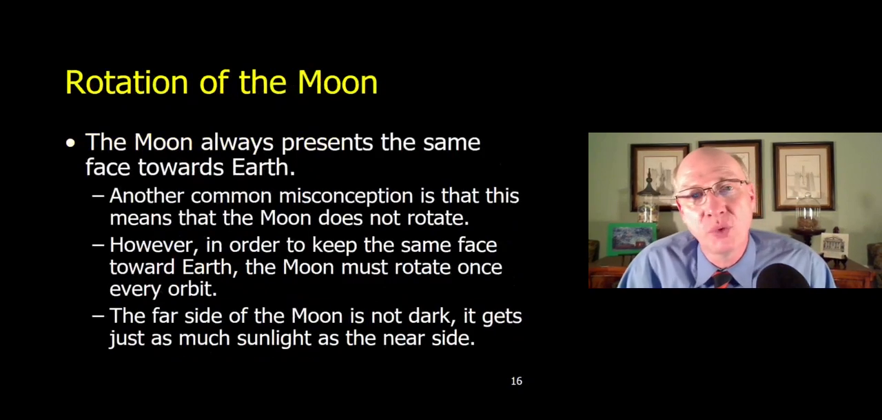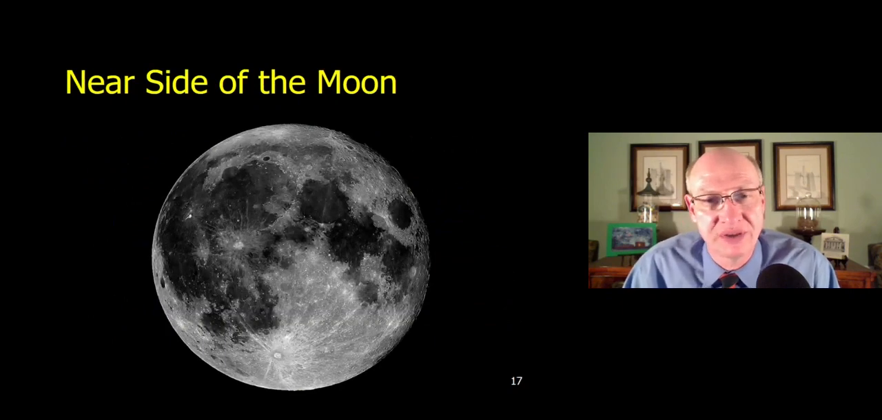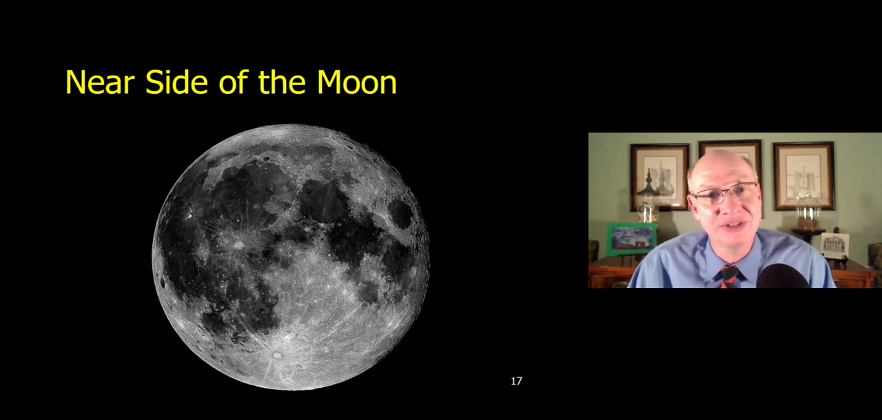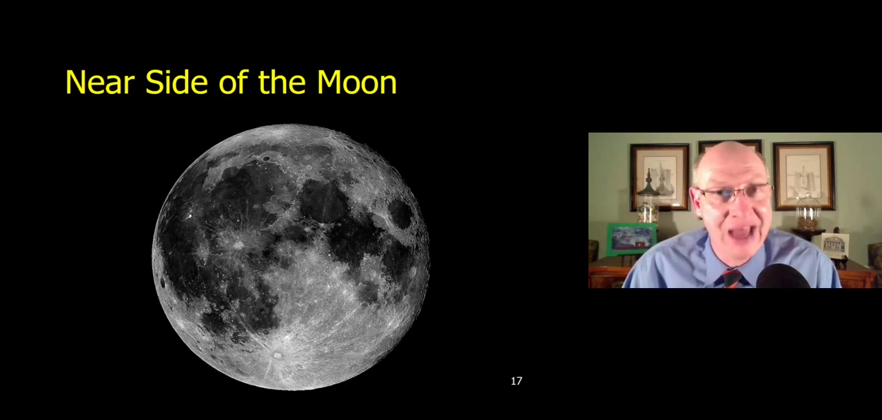So let's talk about the rotation of the moon. The moon always keeps the same face towards the Earth. This is called the near side of the moon, and this is the side of the moon that you will see for your whole life. You will never in your life see the other side of the moon unless you are lucky enough to get in a spacecraft and be able to travel to the far side of the moon. In all of recorded human history so far, not many people have had the opportunity to do that.